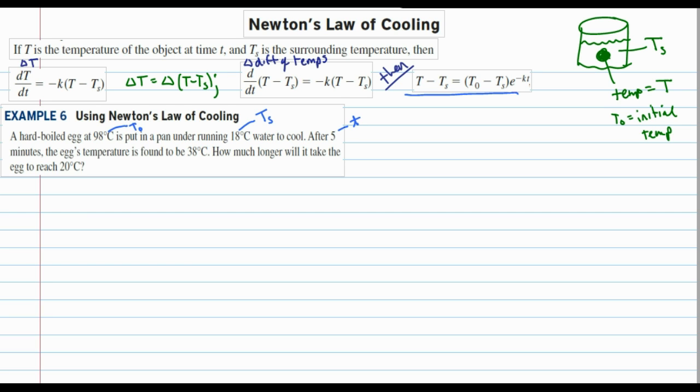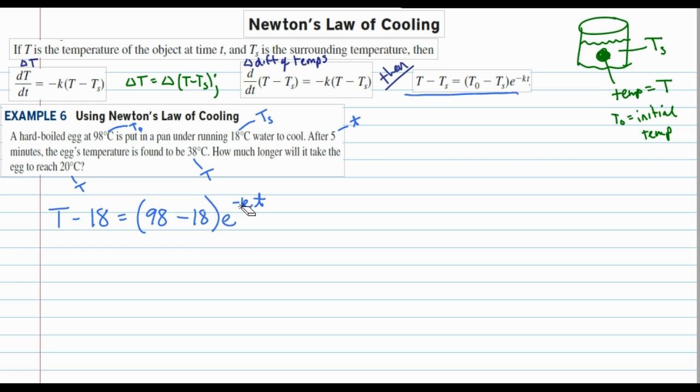After 5 minutes, so that's little t, the egg's temperature is found to be 38 degrees Celsius, so that's T, regular T. How much longer will it take the egg to reach 20 degrees Celsius? So 20 degrees Celsius is our new capital T value. Well, none of this problem is talking about a rate of change, so I'm going to use Newton's law of cooling. That's this formula over here. My T sub S is 18. My T sub 0 is 98. My T sub S again is 18. And now I need to solve for k.